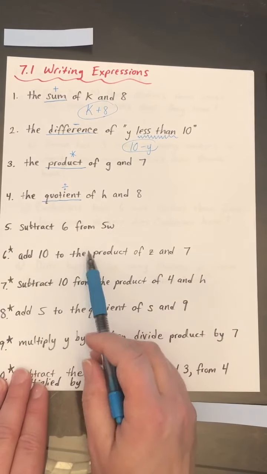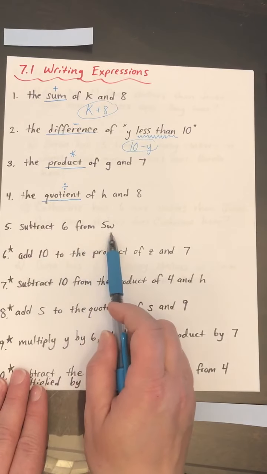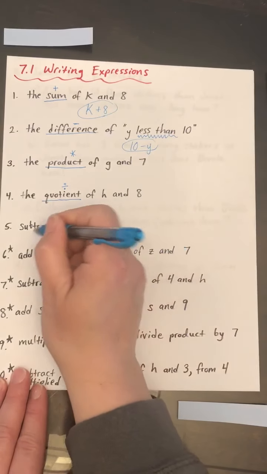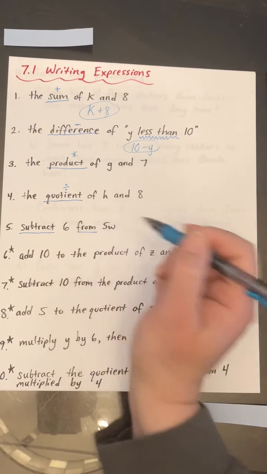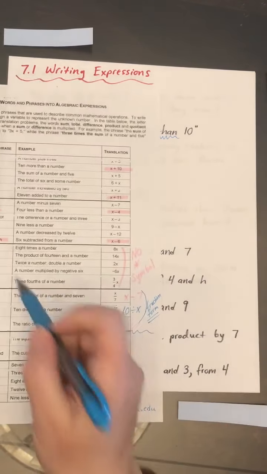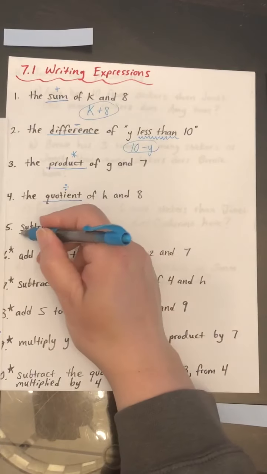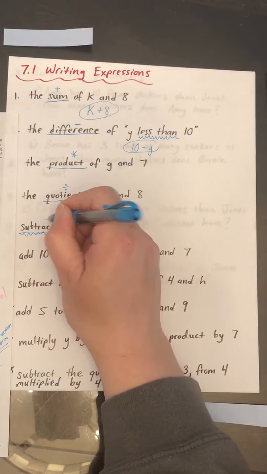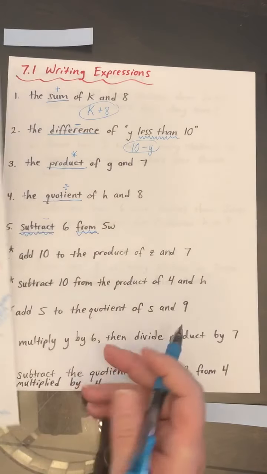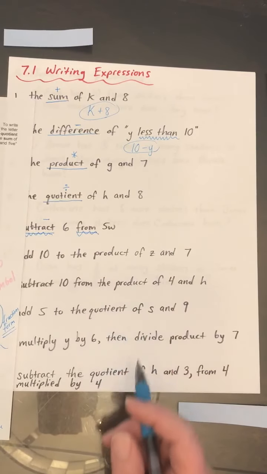Number 5 is similar. It says subtract 6 from 5W. Oh, I noticed this word subtract, but the word from also goes with it. It's a lot like something we highlighted on our notes. In fact, maybe I should have used the dangerous underline. Subtract from. Well, it definitely goes with subtraction, but if you remember, those are those backwards words. You need to be careful and turn them around.